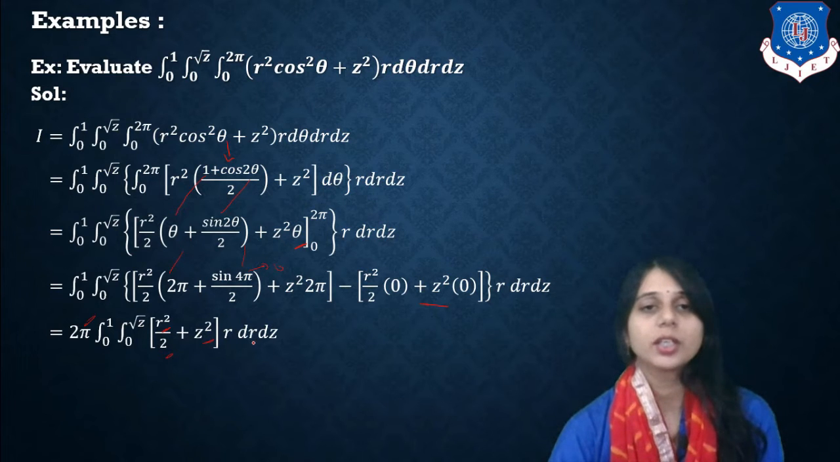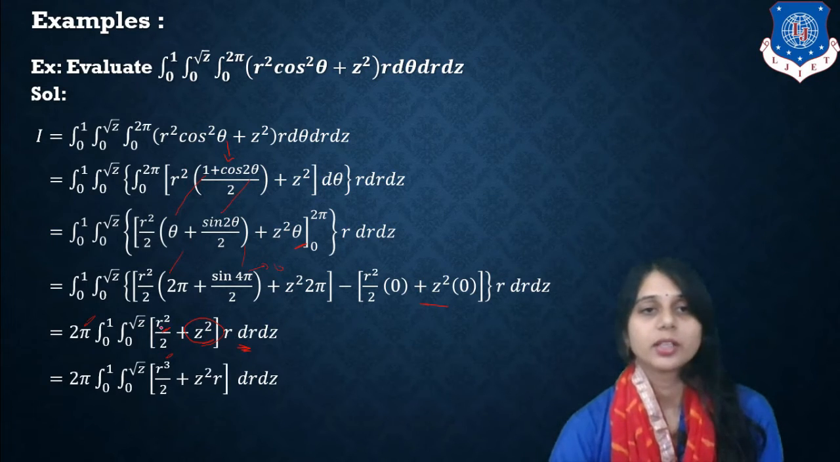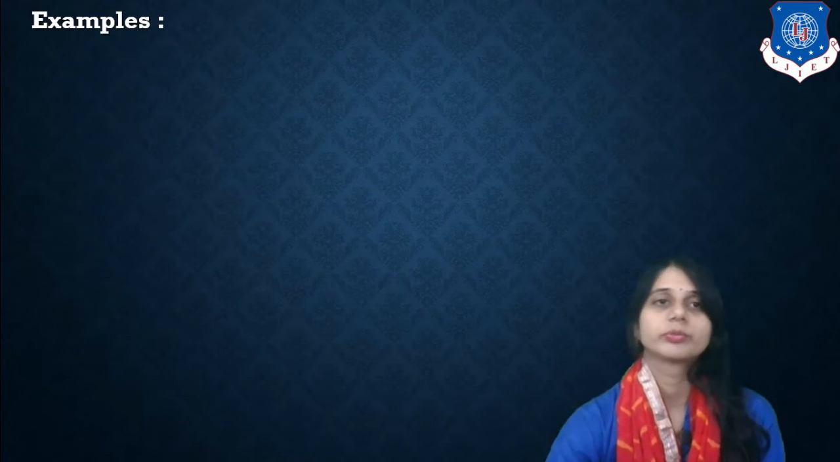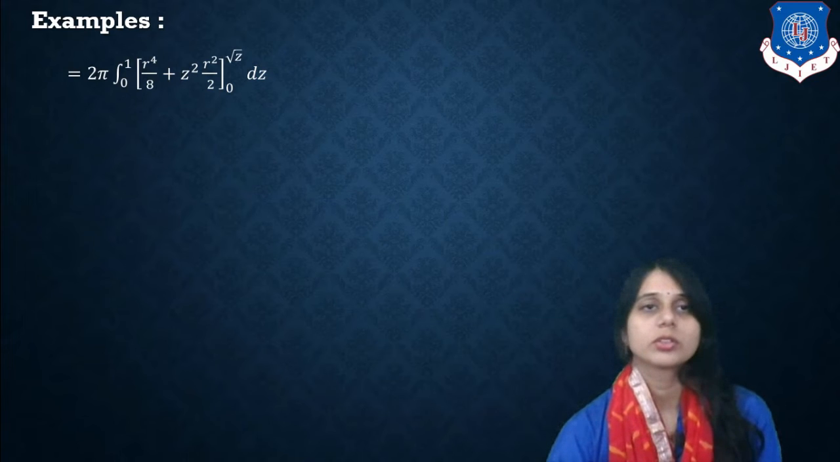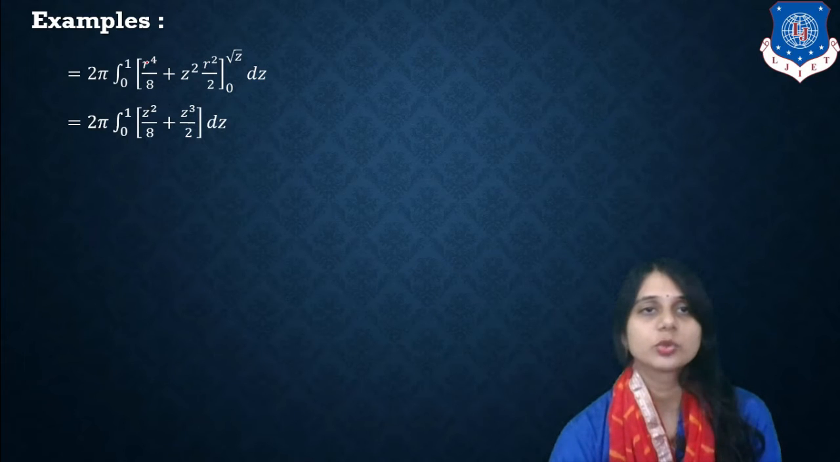Now we integrate this equation with respect to r, and at that time z is constant. So if we multiply by r, then it is r cube by 3 and z square plus r, z square into r. Now integrate this: 2 pi, integration 0 to 1, r raised to 4 by 8 and z square r square by 2, 0 to under root z dz. Putting the upper limit minus lower limit, we get under root z raised to 4, that means z square, under root z raised to 2, that means z, and this z square is z cube dz.